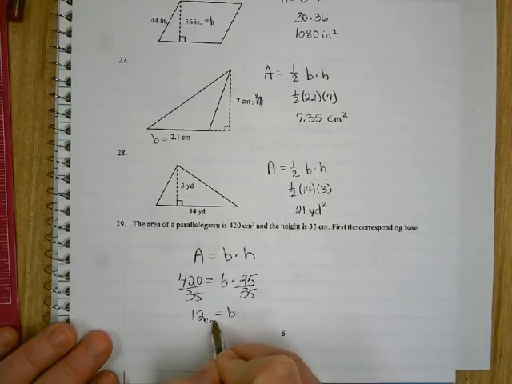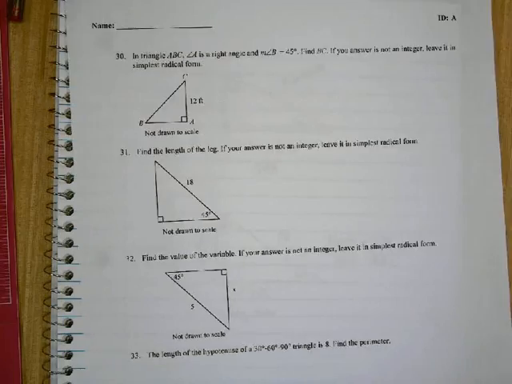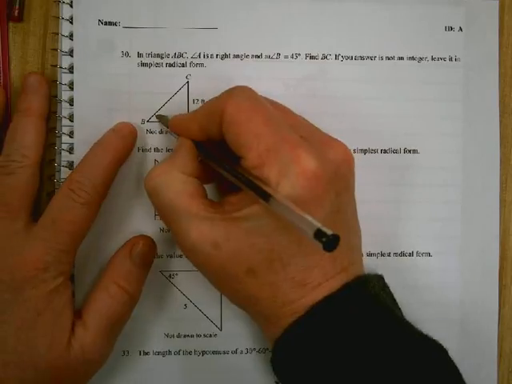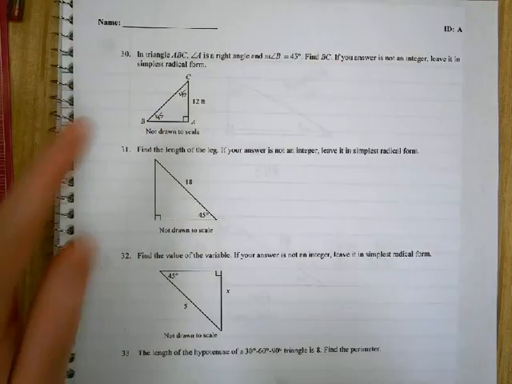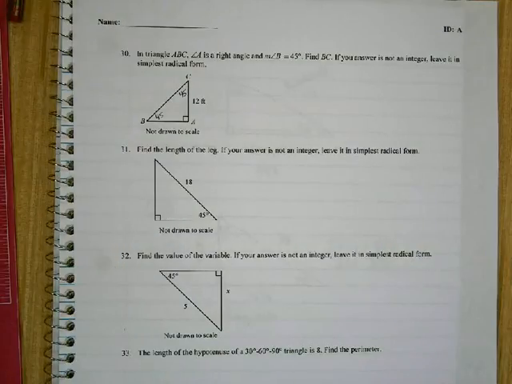Okay. Number 30. Angle A is a right angle. B is 45. C has to be 45 as well. Find BC. If your answer is not an integer, leave it in simplest radical form. So, what's BC? 12 square roots of 2.